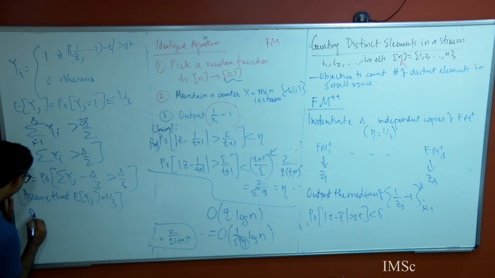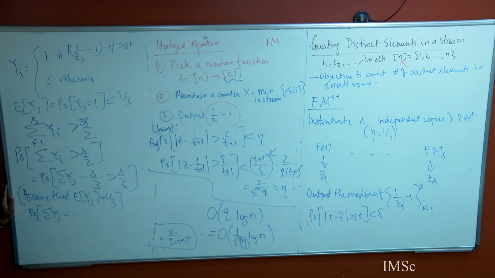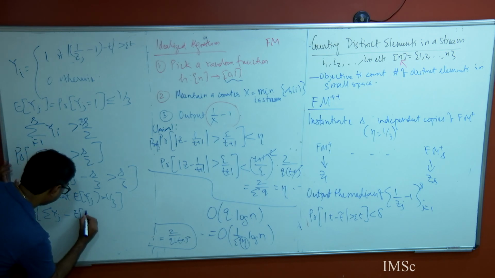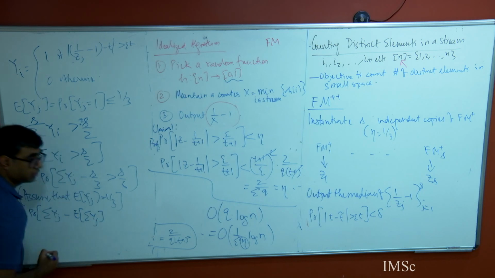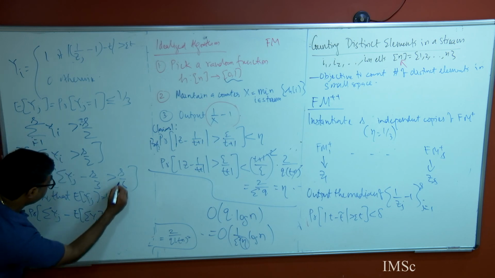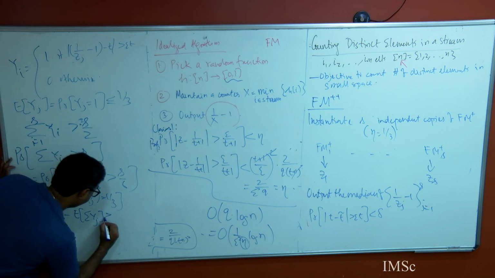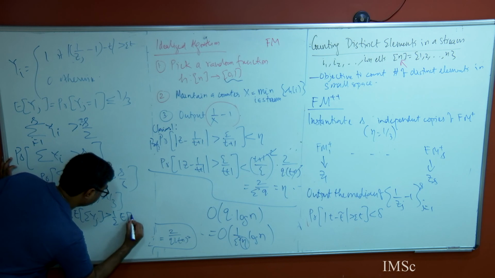Then we are getting the probability of summation yj minus what is S by 3? It is expectation of these things, right? It is expectation of summation yj. And what is S by 3? S by 6 is at least greater than half of expectation of summation of yj.